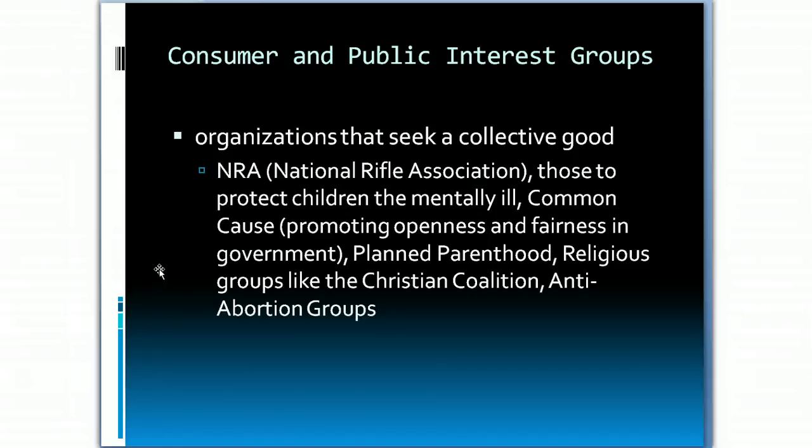The National Rifle Association would be one. Another good one to think of is groups about abortion, where Planned Parenthood supports the right to choose, or religious groups like the Christian Coalition or anti-abortion groups would be against abortion. All of these are specific interests that could benefit society as a whole from the mindset of this group. And then next is professional groups.